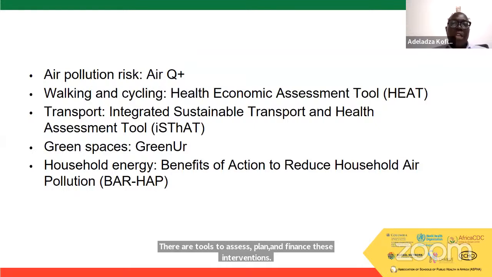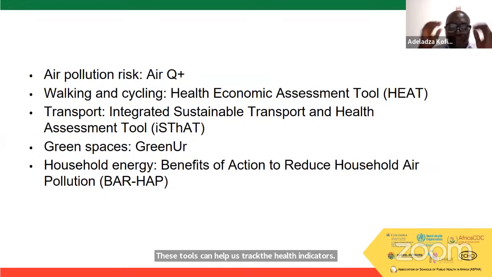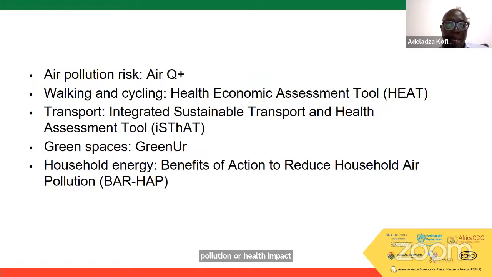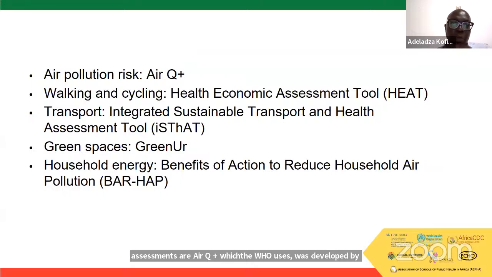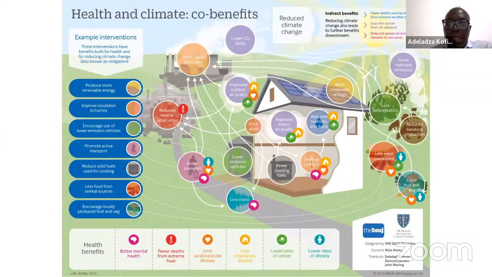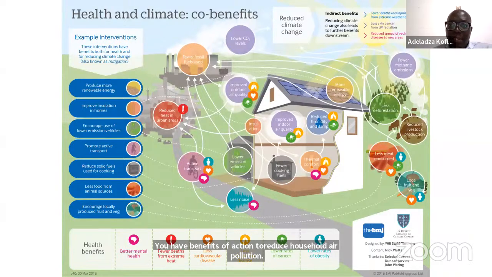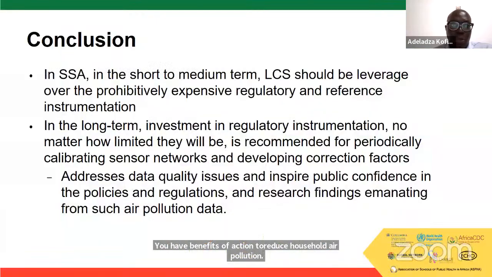And the tools that you can use to quantify the benefit of air pollution or health impact assessment are EQ Plus, which WHO uses, was developed by the WHO. You have green space tools, you have BAR household air pollution to establish the benefit of actions to reduce household air pollution. You also have tools for sustainable transport and then also heat. I think I've talked about this somewhere in the slide, so I might skip these ones.